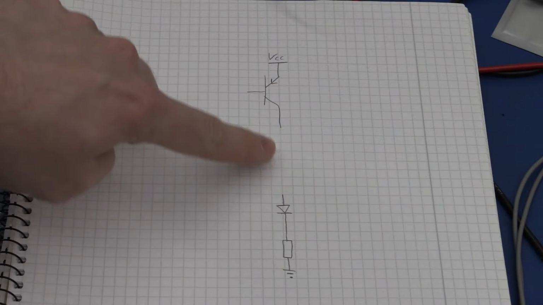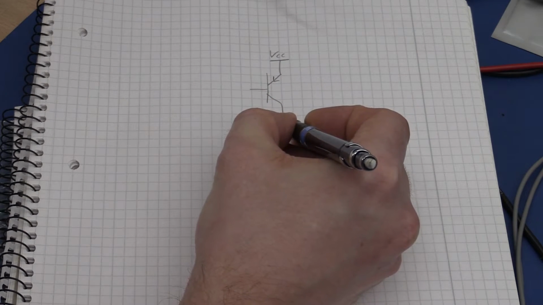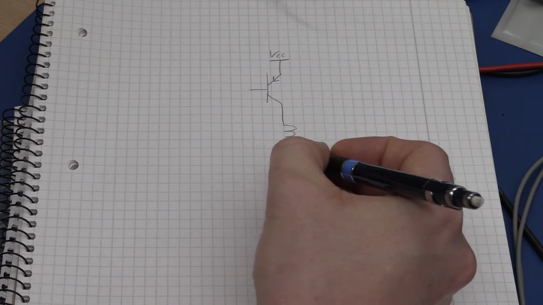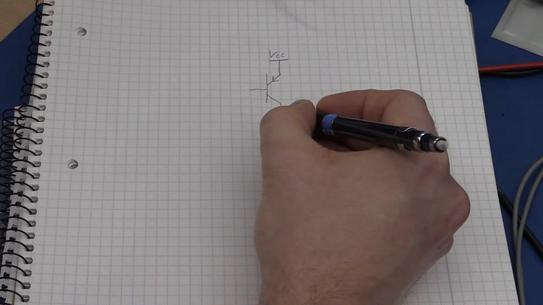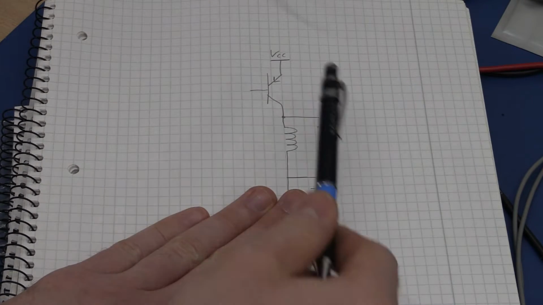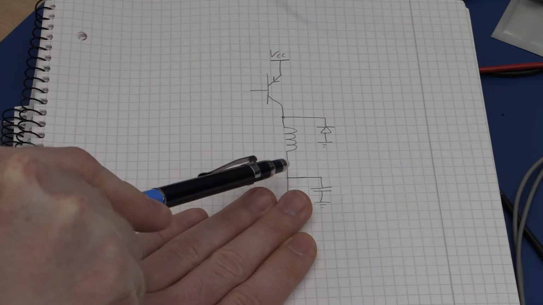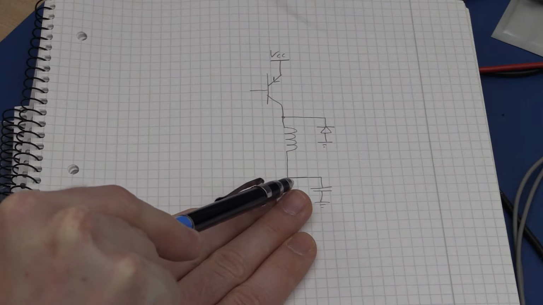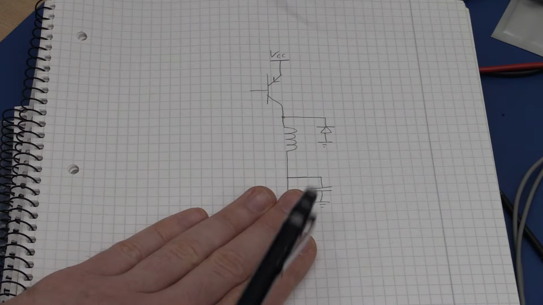So in between here we will need something in order to make it into a switching converter. So what we need first of all is an inductor. And then we would like a capacitor. And we need a diode here. So this is basically a standard switch mode buck regulator. Normally you would measure the output voltage here and you would regulate according to that. But in this case we want to make it into a constant current generator.